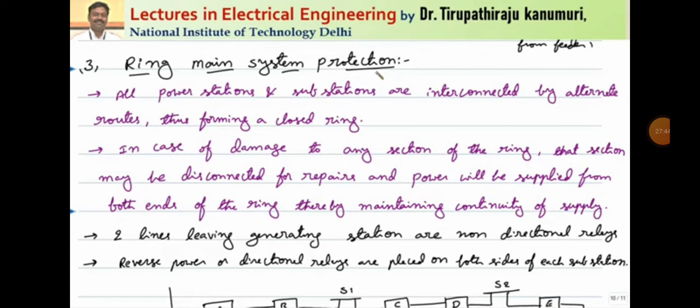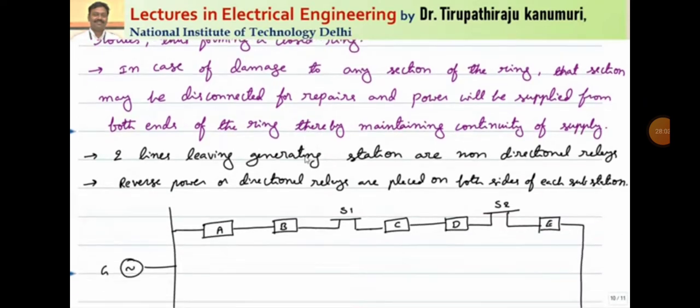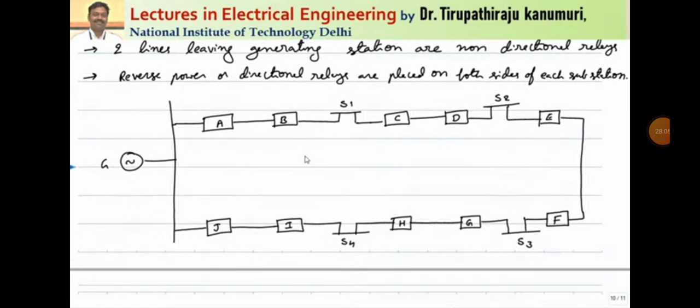that is ring main system protection. All the power stations and substations are interconnected by alternate routes. That means if a particular section is disconnected, the continuity of supply to the remaining sections is not affected. The power can be supplied by other sections. That's why it forms a closed ring, and that's why it is called ring main distribution. So the ring main distribution will be like this.